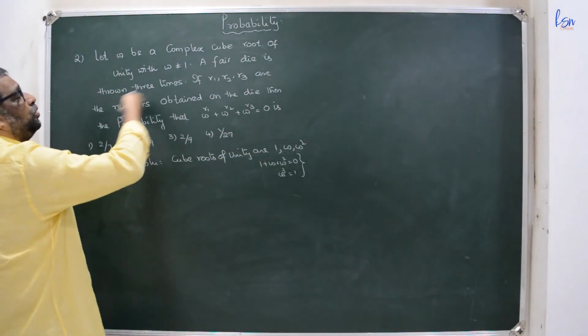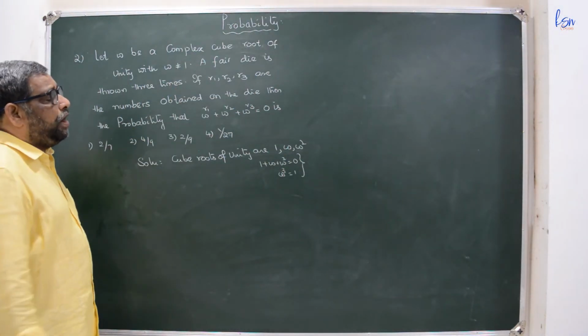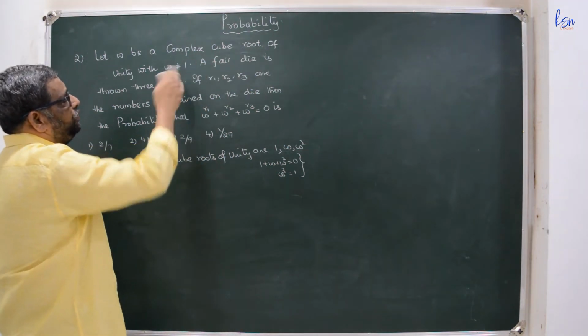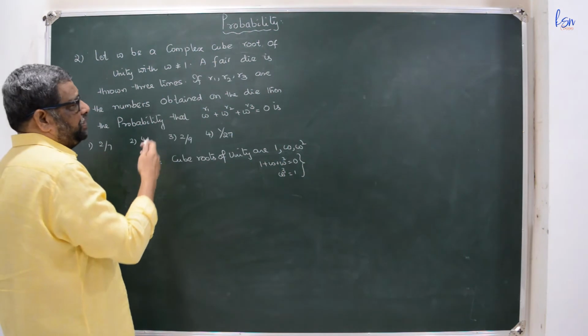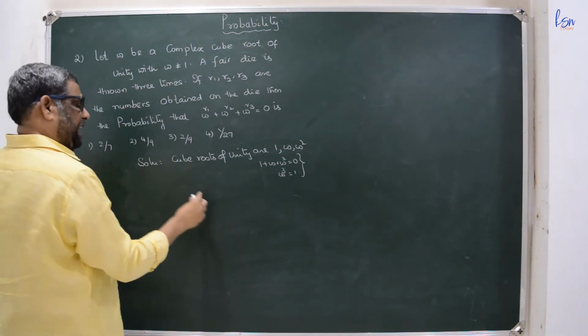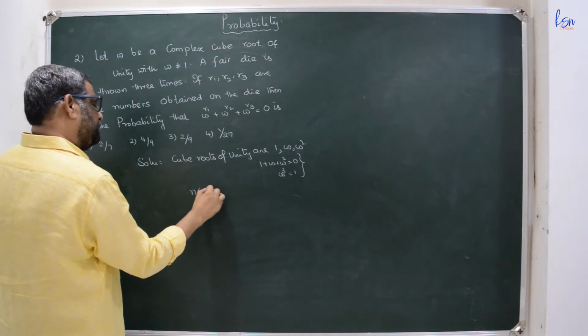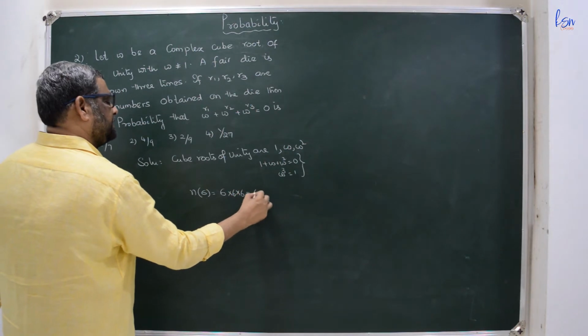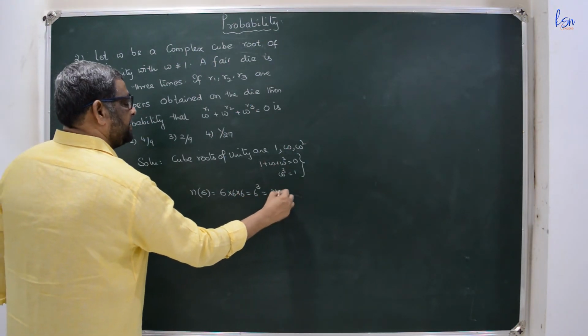Now a fair die is thrown. A die will have the numbers from 1 to 6. So in every throw you will find 6 outcomes, any one of the 6 outcomes. It has been thrown 3 times. So the number of possible outcomes is 6 into 6 into 6, that is 6 cube. You can write it otherwise as 216.